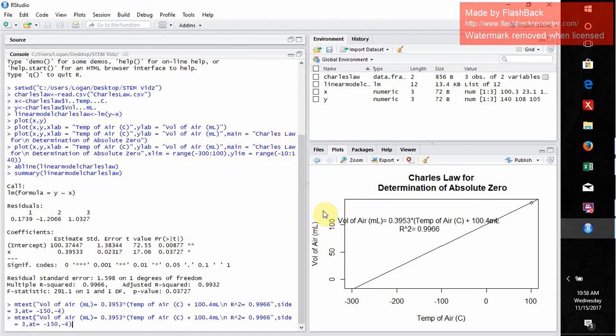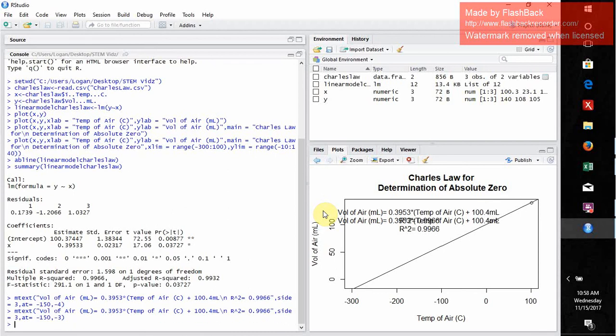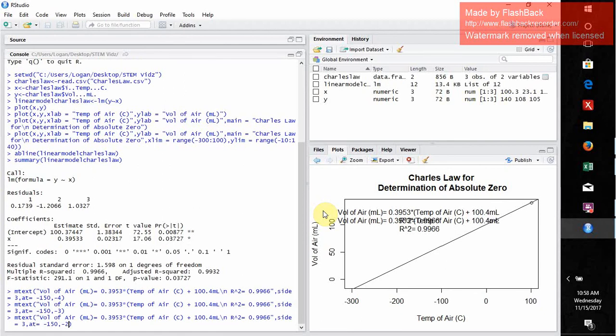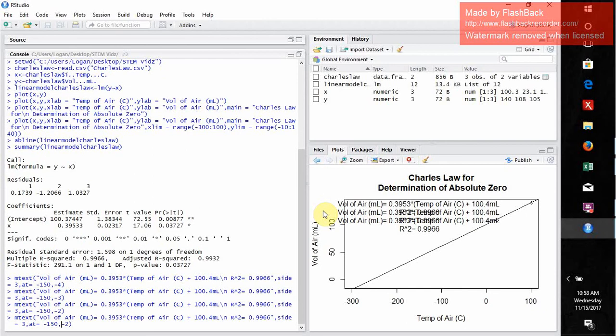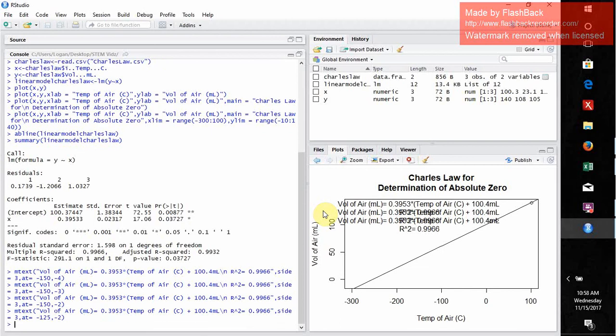So let's see. Let's go instead, let's go -3 and see where that takes us. It's a little bit better. See what happens if we go -2. Okay, that's pretty good. So let's see what happens if we change the 150. Let's go ahead and change that to 125. Okay, that's going to work for us.